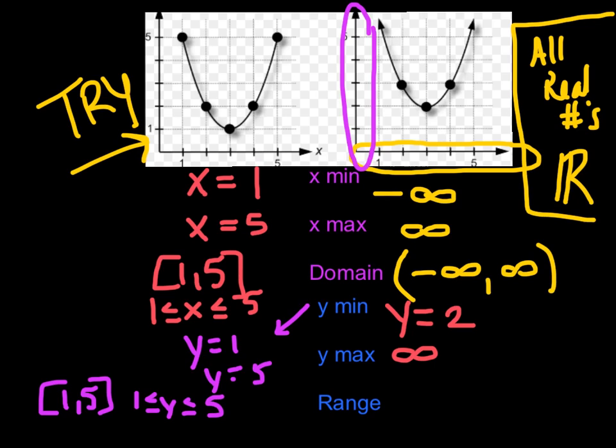So again, 2 ways to write the range. I can say from 2 to infinity. Now you'll notice 2 has a closed bracket because it's a solid dot and you can never reach infinity, so that's a parenthesis. Or you can say the y values are always greater than or equal to 2.